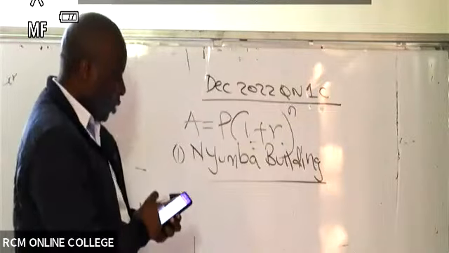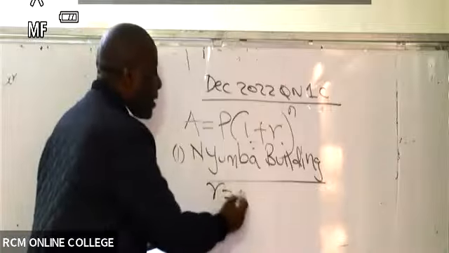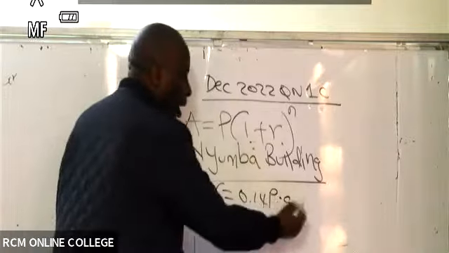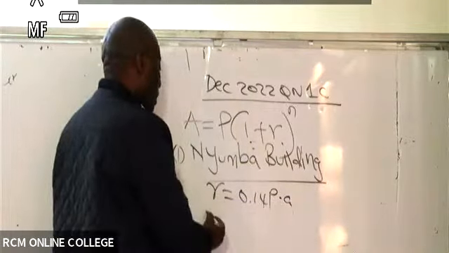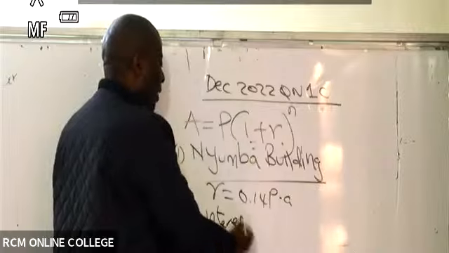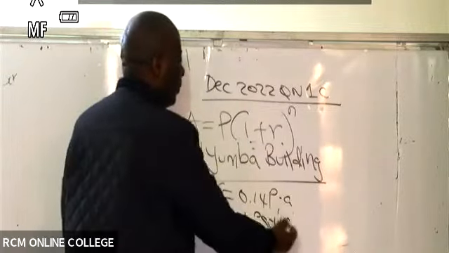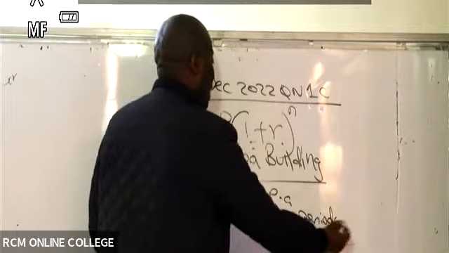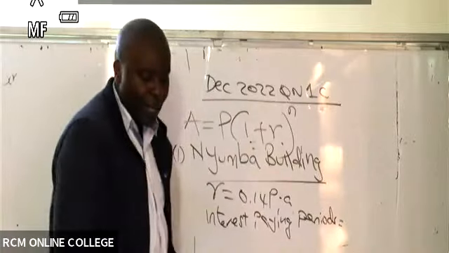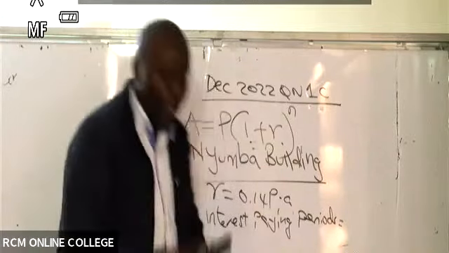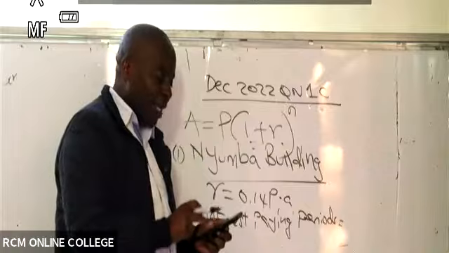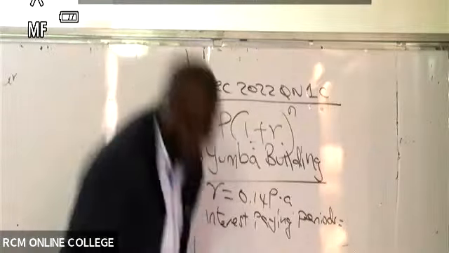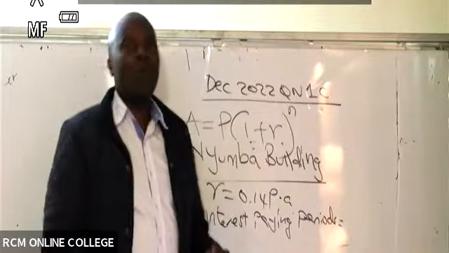So in this case here, the rate of interest is 14%. So R is 0.14, but remember this 0.14 is per annum. And in this case here, the interest paying period is the year. They have told us that they are paying this interest semi-annually, half yearly. So half yearly, how many months do we have there? We have 6 months. Whenever they talk of half yearly, semi-annually, we have 6 months there.